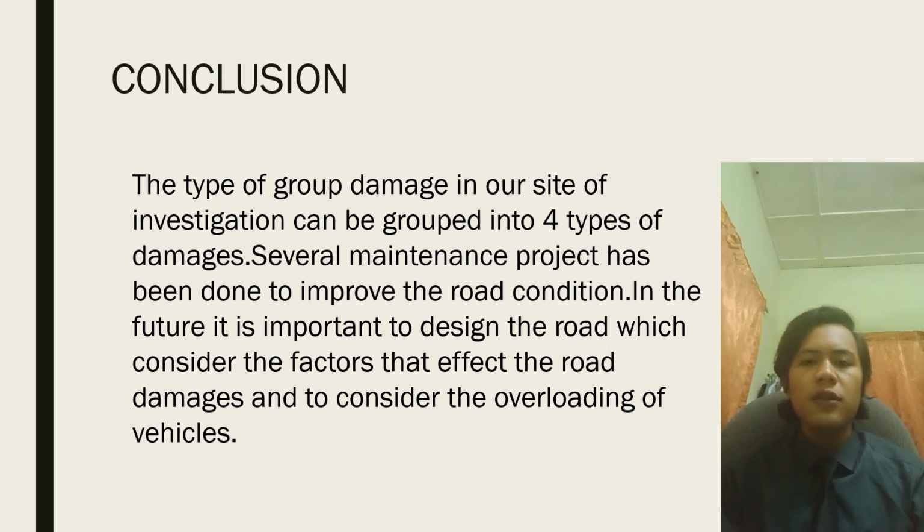Okay, next, for the conclusion, the types of road damage in site investigation can be grouped into 4 types of damage, such as cracking, distortion, disintegration, and polished aggregate. Several maintenance projects have been done to improve the road condition. In the future, it is important to design roads which consider the factors that affect road damage and to consider the overloading of vehicles.